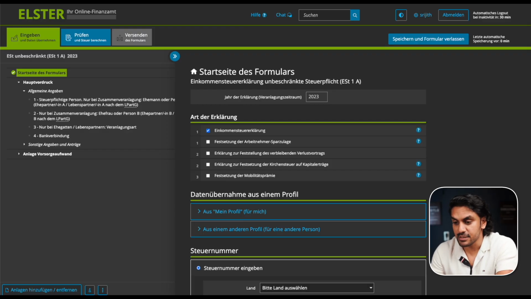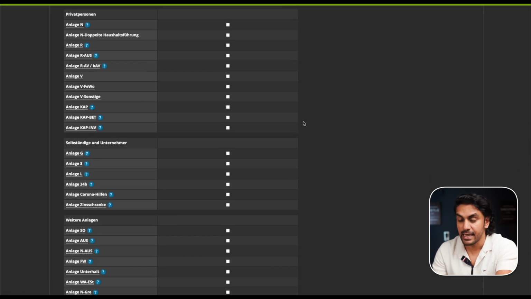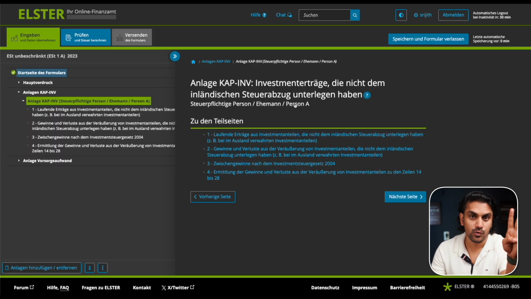Once you log into Elster and start a tax declaration, you can additionally include the necessary forms by going to the bottom left corner and clicking on Anlagen hinzufügen and then selecting the necessary form. And in this case, the Anlage KAP-INV form. Now this form is divided into 4 sections. Not all of them may be relevant to you, but still we will go through each one in detail.